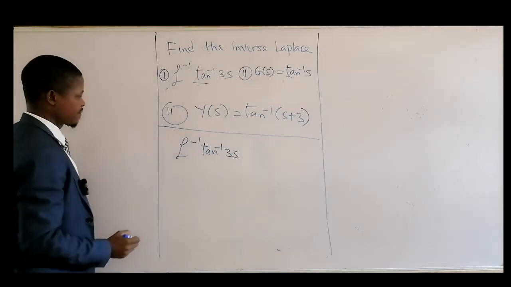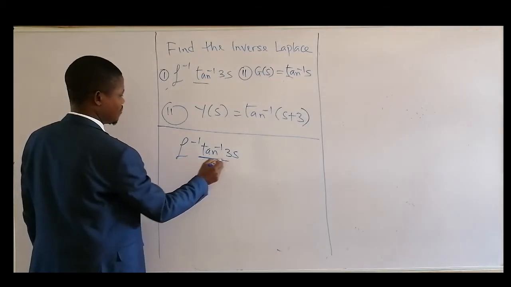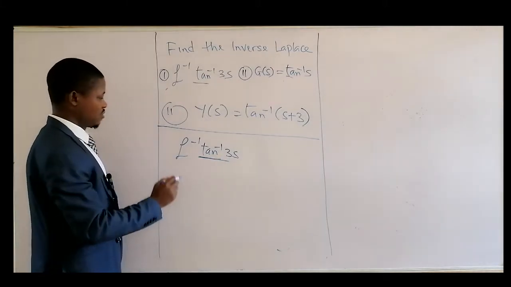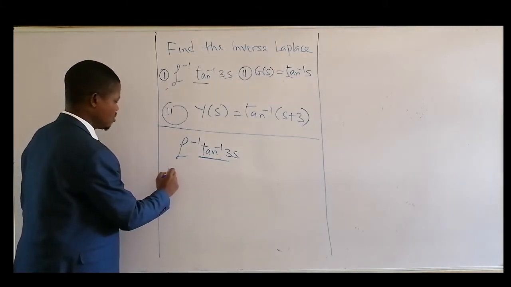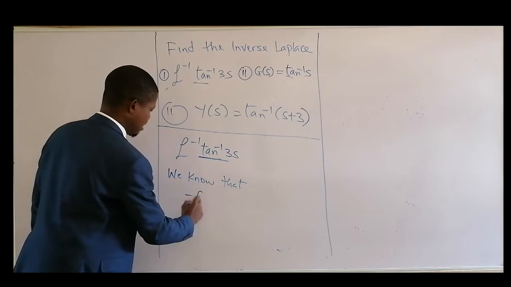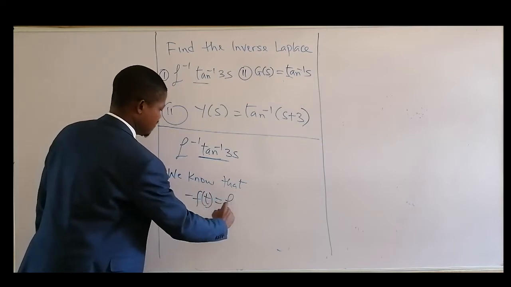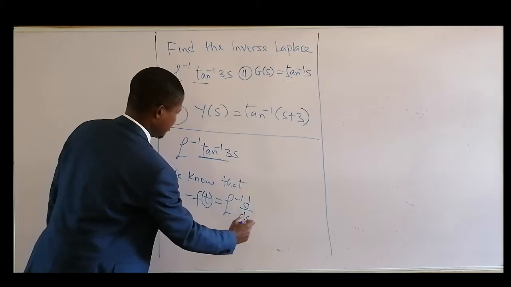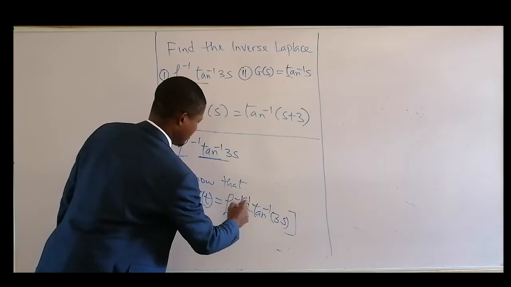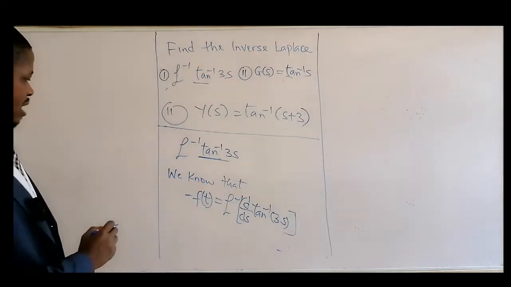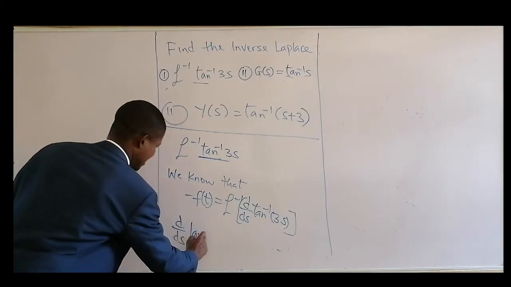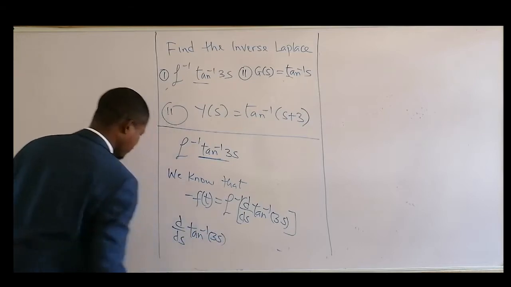Since we don't have a direct table for the inverse of arctangent of the function, what we have to do is use this: minus t f of t is equal to the inverse of d/dx of arctangent 3x. I think we've been using this formula for a long time. So the first thing to do is get the d/dx of the arctangent of the function.